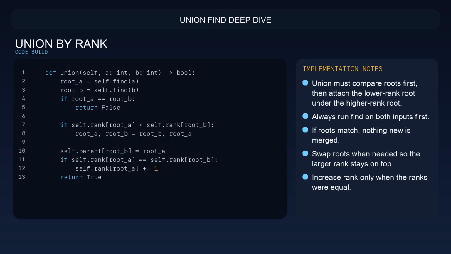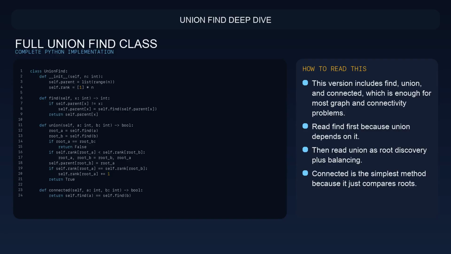The union method begins by finding both roots. If the roots are already equal, the nodes are already connected. Otherwise, we keep the larger rank root on top, attach the other root underneath it, and only increment rank when both trees had the same rank before the merge. Here is the whole class in one place. In practice, this is the version you will reuse in Kruskal's algorithm, connected components questions, account merging, graph redundancy problems, and many island-style optimizations.